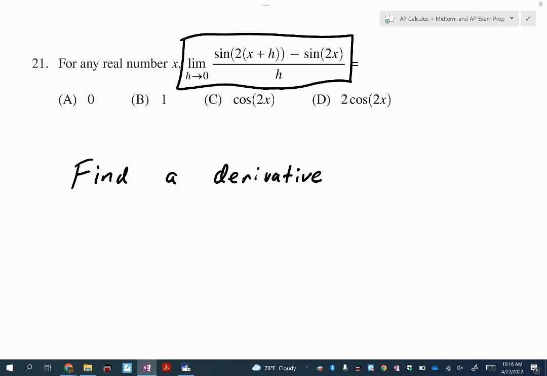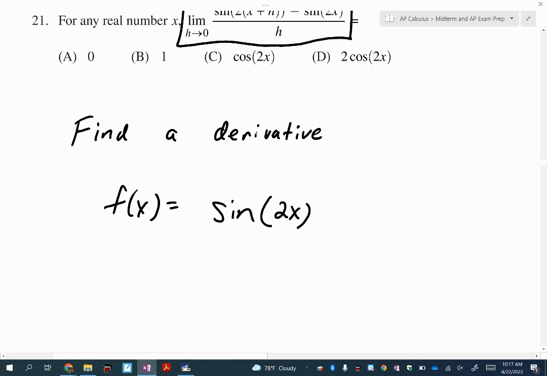Okay. Now, the question is, what do we need to find the derivative of? All right? So here is our function that we're going to be looking at. Do you guys see the x plus h and then the 2x? You see that? So what do you think our function is in this problem? That's part of it. Sine of 2x. Do you know how to find the derivative of that?